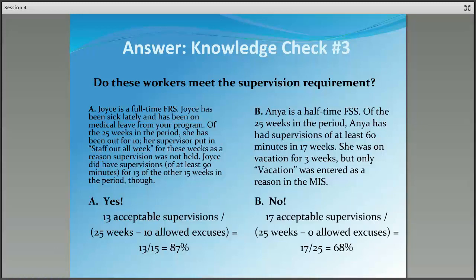For Anya. So Anya's a half-time FSS. She still needs weekly supervisions. They just only need to be 60 minutes long. However, she does not have enough supervisions. She doesn't have any allowed excuses. Staff out all week was not entered. So she has 17 acceptable supervisions out of 25, which gives her 68%, which is less than the 75% requirement.